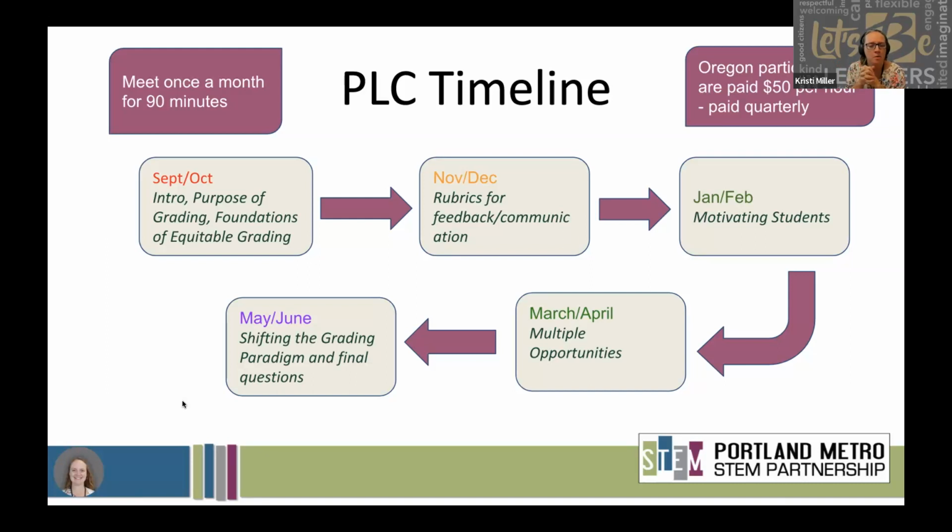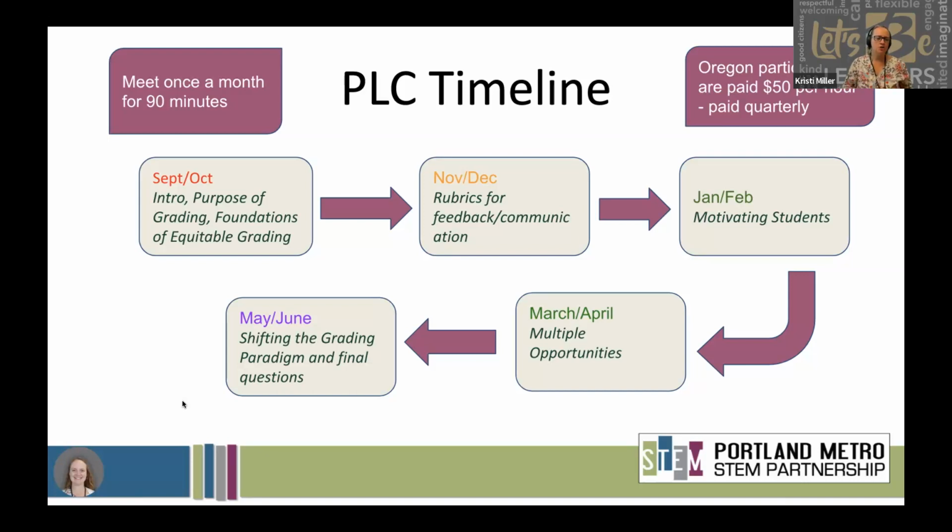January and February, talking about motivating students. That is a hot topic these days, post-COVID. So how are we re-engaging our kids in the learning? And what on earth does that have to do with equitable grading? March, April, we'll look at multiple opportunities, also a hot button topic. So excited to talk about that. How do we engage in multiple opportunities? Why do we engage in multiple opportunities?